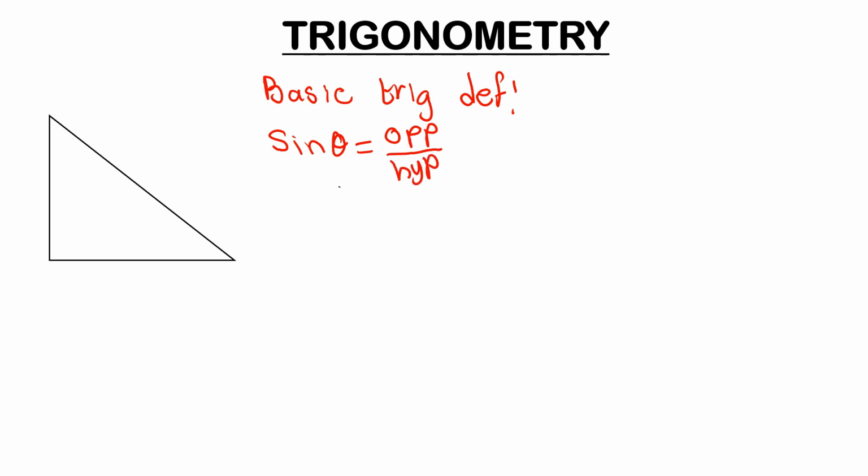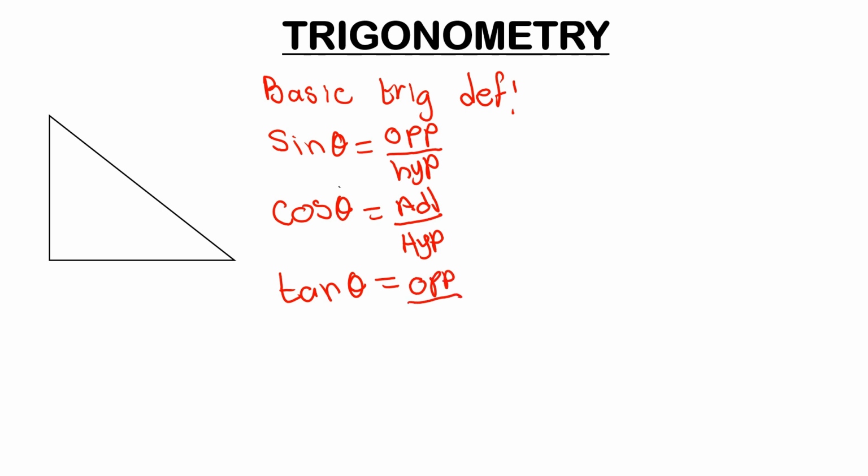Don't worry, I'll give you a way to remember these things. And the definition of cos theta is equal to adjacent over hypotenuse. And we also have the definition of tan, which is tan theta is equal to opposite over adjacent.